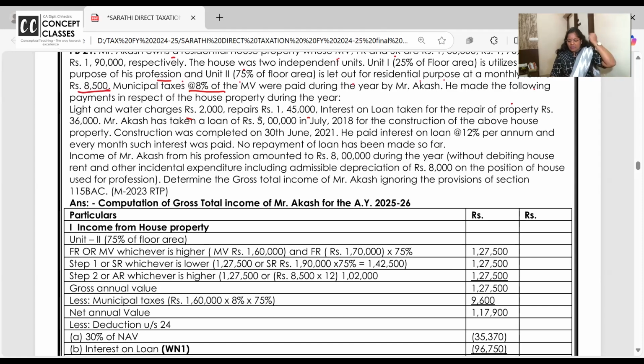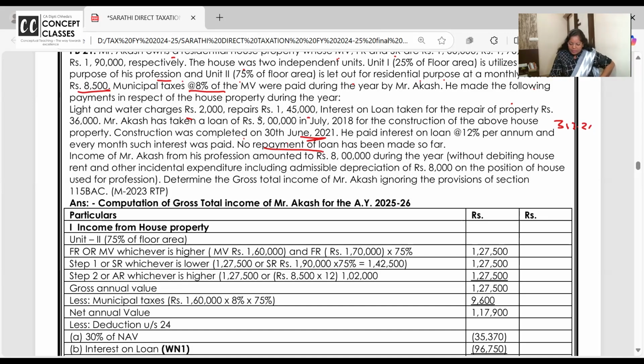Akash has also taken a loan in 18 and construction was completed in March 21. So June 21. So March 21. I am reading the problem as if you will read it in exam. यहाँ देखते से okay, March 21. So pre-construction interest will be allowed in 22, 23, 24, 25. This year we will take pre-construction interest. And no repayment is made. So current year का interest भी आएगा.